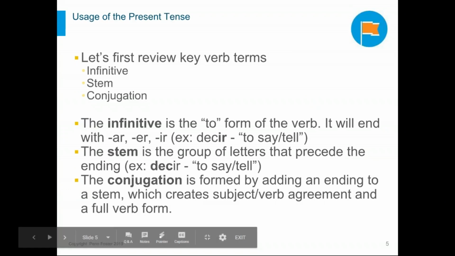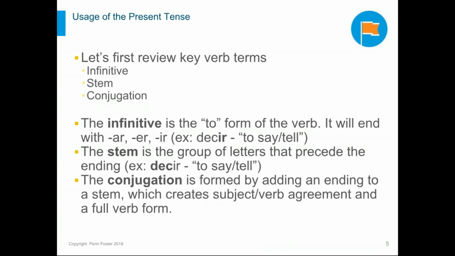Before getting into the present tense itself, let's begin with a discussion of verb types. As you can see on the slide, there are a few different types that I'd like to discuss today. The first is the infinitive. The infinitive is the "to" form of the verb, and in Spanish you can identify that by recognizing the AR, ER, or IR ending on the end of the verb. There's an example there for you. As you can see, decir ends in IR, and it means "to say" or "to tell" in English.